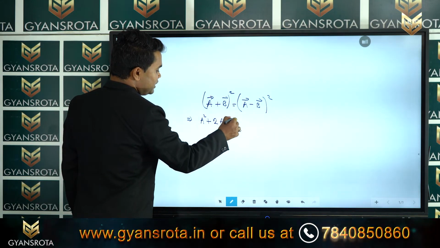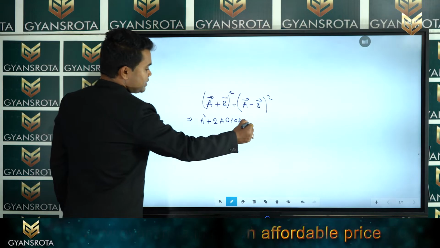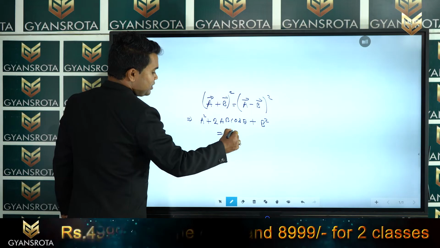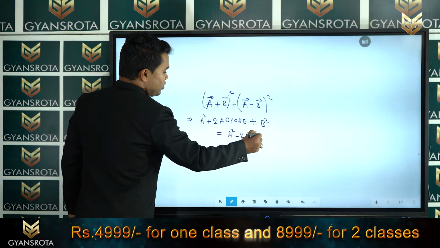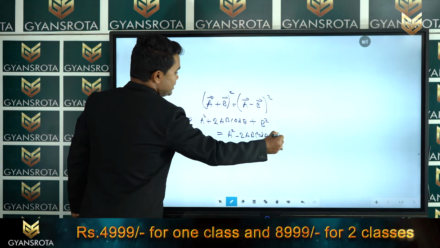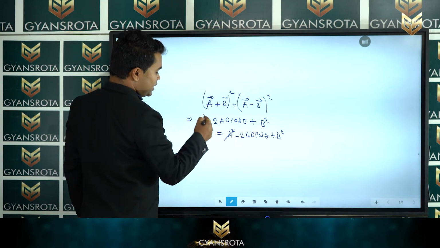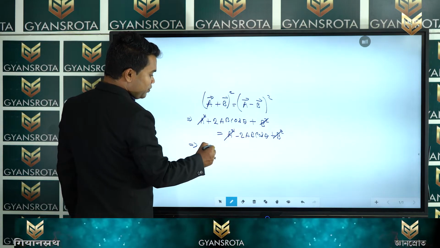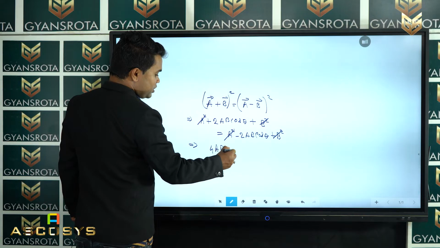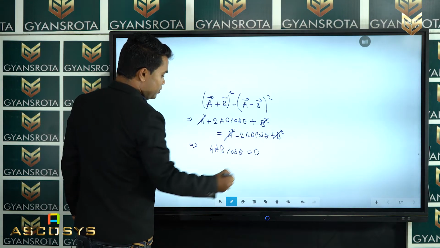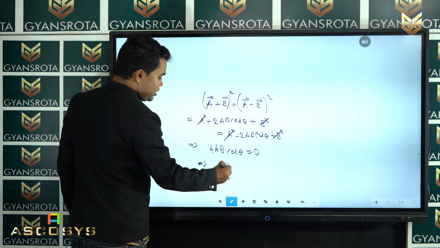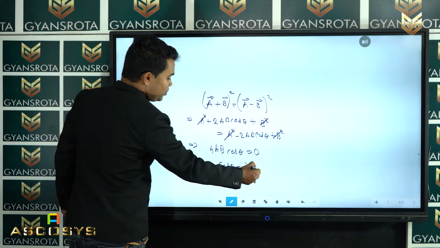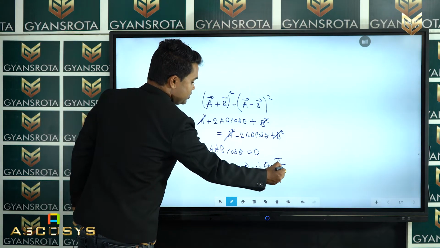So, ab cos of theta plus b square, which will be equal to a square minus 2ab cos of theta plus b square. So a square gets cancelled out, b square gets cancelled out. So if I take this one to the other side, it will be 4ab cos theta equals to 0. Hence cos of theta will be equals to 0. If I bring it to the denominator, it will be 0. Therefore your theta will be pi by 2.